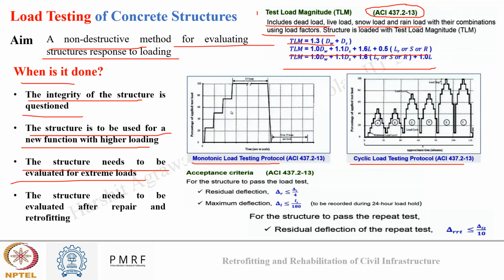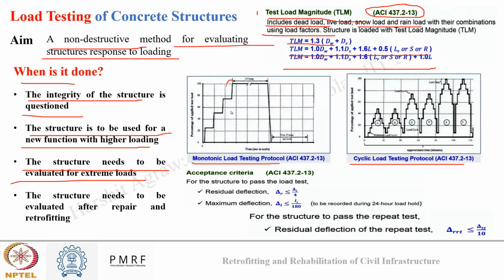In monotonic load testing, what we do is initially apply a small portion of the load, say 20%. We hold it for some time, then we increase the load to 40 to 50%. Then we hold, then we increase the load to 60 to 80%, and then we increase the load to 100% of this test load magnitude.